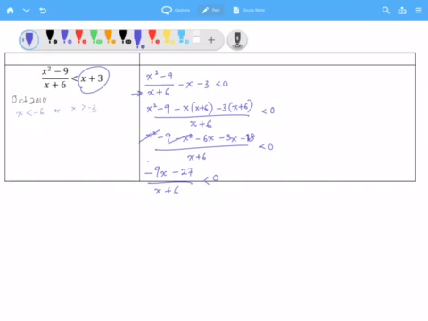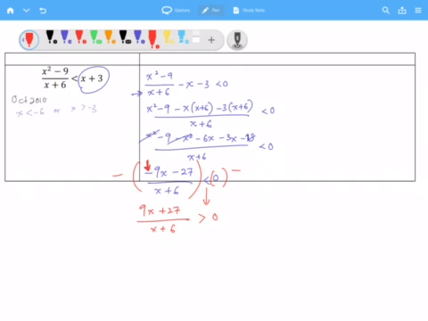Now we need to change the coefficient because, as I have told you earlier, we don't like this negative sign. So simply multiply both sides with negative. You're gonna get 9x plus 27 over x plus 6 bigger than 0. We need to change the sign, don't forget.